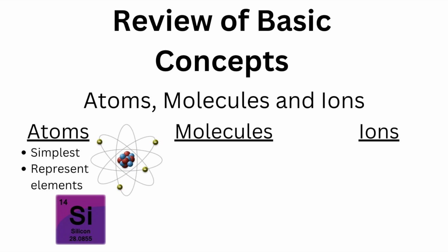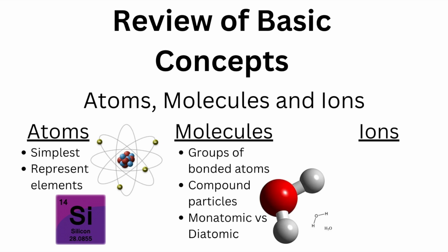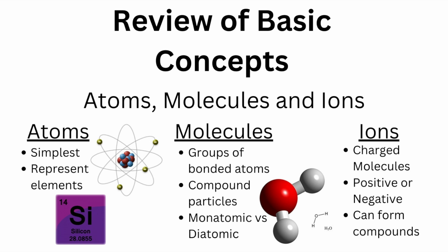Atoms are the simplest particles representing individual elements. Molecules are groups of bound atoms, being the particles in compound substances. Molecules with two atoms in them are called diatomic molecules, with one atom are monatomic. Ions are atoms and molecules which have either a positive or negative charge. These ions can be bonded together with oppositely charged ions in ionic lattices to form ionic compounds. Positive ions are called cations and negative ions are anions.